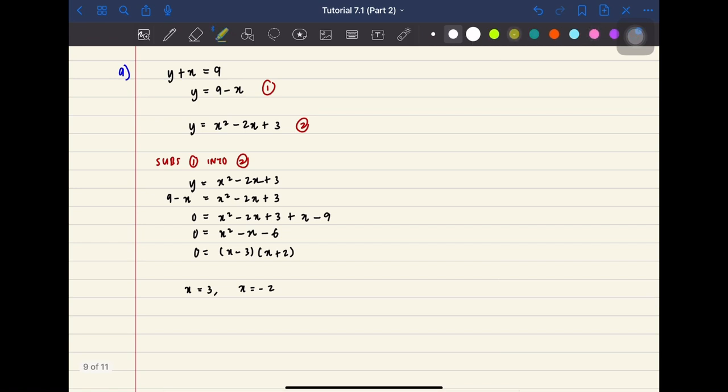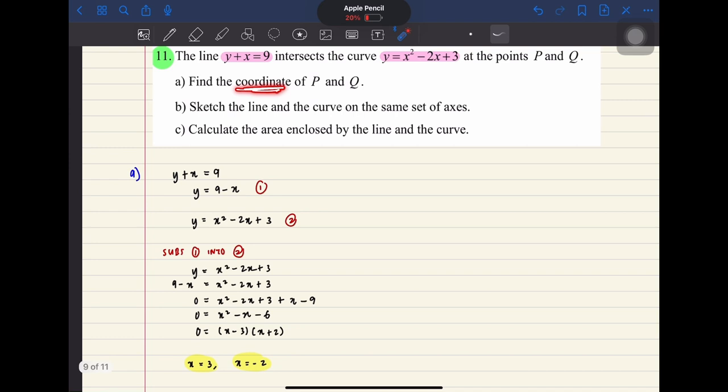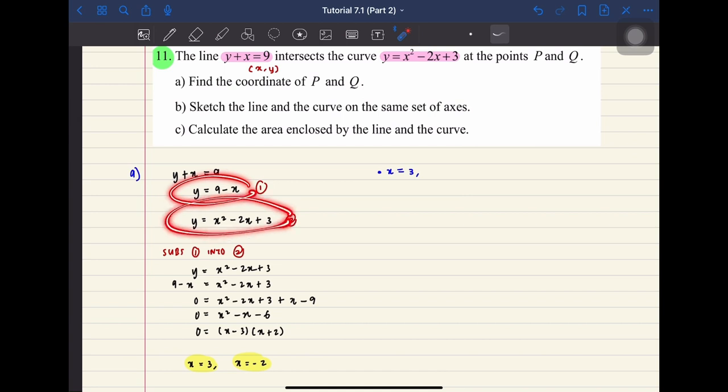Okay, so kita dapat dua value of x. Okay, but read the question again. Dia kata dia nak coordinate P dengan Q. So bila nak coordinate, kita kena ada point. Okay, bila coordinate dia mesti nak x dengan y. Okay, so how do we do this? Kita ada value of x. So kita ada dua value of x. So nak cari y macam mana? Kita just masukkan balik dalam equation sama ada equation 1 atau 2. Dua-dua sama, tak ada masalah nak pakai mana satu. Okay, dua-dua awak akan dapat yang sama.